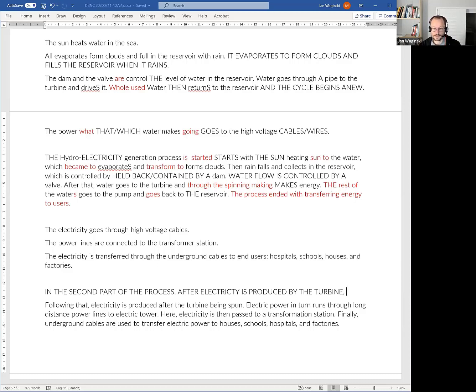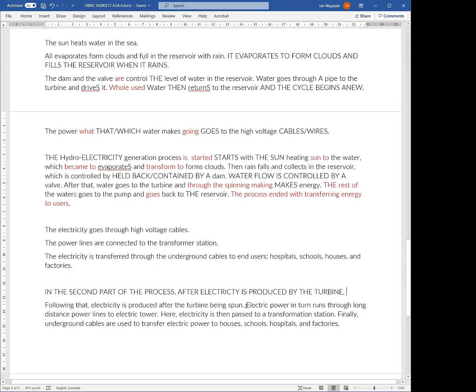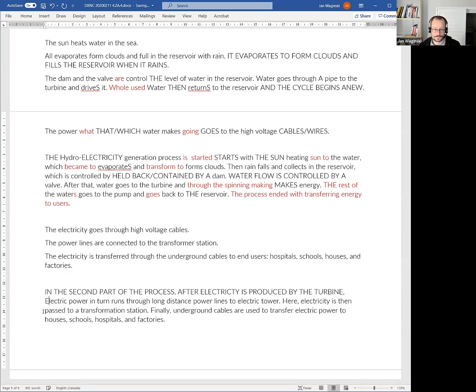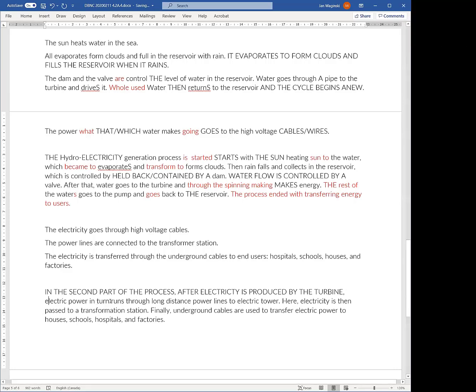Okay. So here. So let's get rid of this. Power runs through long distance power lines to electric towers.